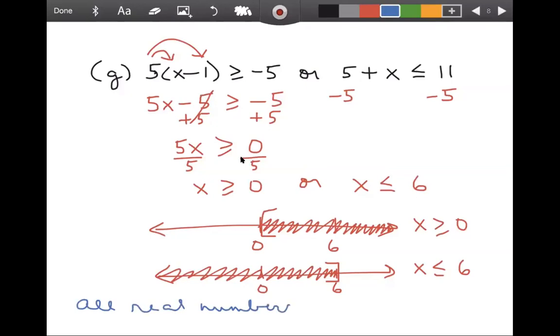And I don't remember if it ever came up in chapter 2, how to write all real numbers using interval notation. You just write negative infinity, comma, infinity with parentheses at both ends, because you always put a parenthesis next to an infinity symbol. And that's going to take care of section 9.1.